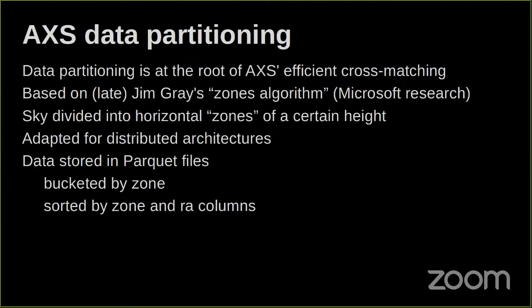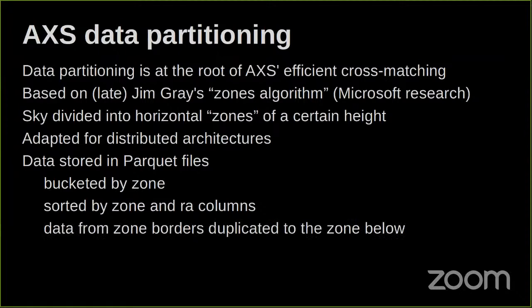Within those buckets, we sort the data by zone and RA columns. RA is the X coordinate. Zones contain ranges of Y declination coordinates. And with one final detail: we designate a thin strip at the bottom of each zone that we duplicate into the zone below. So a subset of the data is duplicated so that the processes do not have to look into other zones or other physical buckets, and no data movement between workers is needed. That's why we duplicate data.